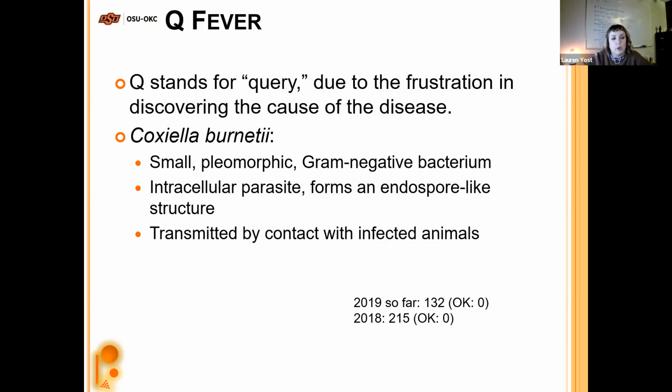Q fever stands for query because they couldn't figure out what was causing the disease. This is caused by Coxiella burnetii, a small pleomorphic gram-negative bacterium. It is an intracellular parasite, so it lives inside the host cells, and they form an endospore-like structure, but not true endospores. These are transmitted by contact with infected animals.